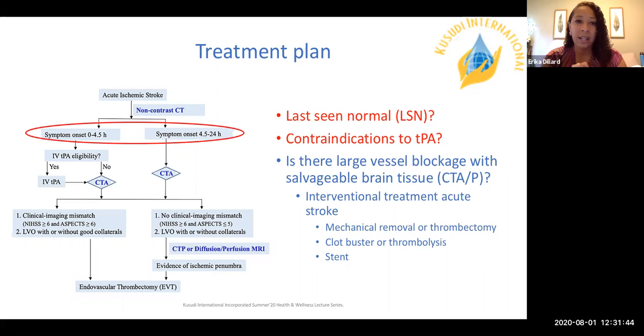Again, I'm going to keep saying it, time is brain. The longer you wait when you notice symptoms, the longer it's going to be before you get to the hospital. And then you still have a whole hour for workup, at least, once you get to the hospital. So if your symptoms developed over 4.5 hours ago, you might not be eligible for some of the medications that are given more commonly for strokes, such as a clot buster.